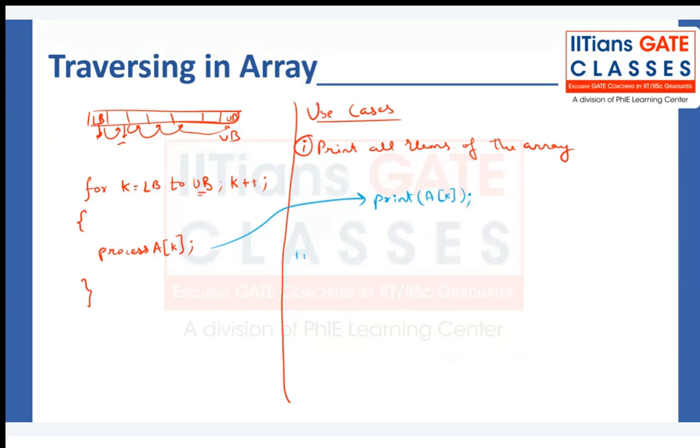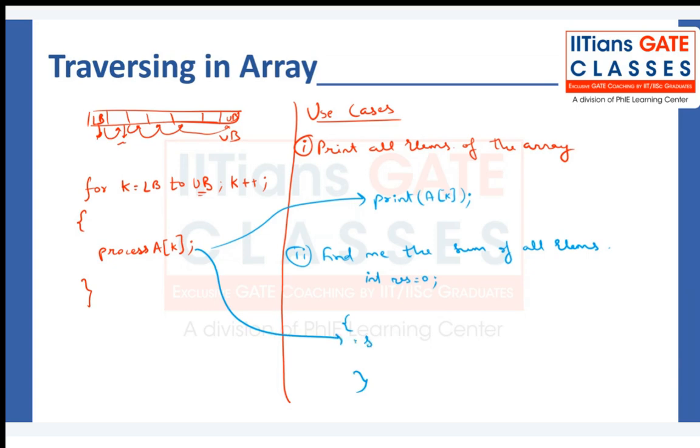Similarly, if I ask you to find the sum of all elements, you would have a temporary result variable assigned to 0. Then in each iteration, the processing becomes result equals result plus A[k]. This becomes the processing part of this problem, and at the end you would just return the result.